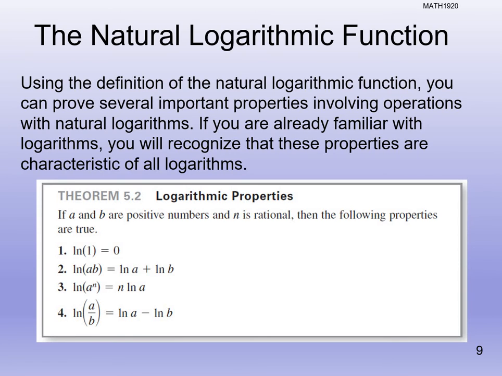Okay, so the first one, natural log of 1 is equal to 0. We talked about that on the previous slide when we took a look at the graph. All right, and then next, the natural log of a times b. Notice ab is in parentheses here. Okay, it'll be a little bit different if it's not. But it's that quantity that's in the parentheses. We can rewrite that as the natural log of a plus the natural log of b.